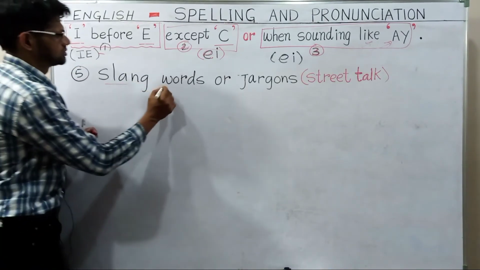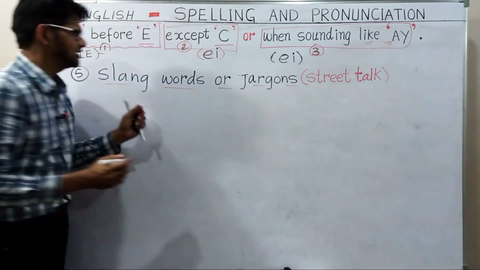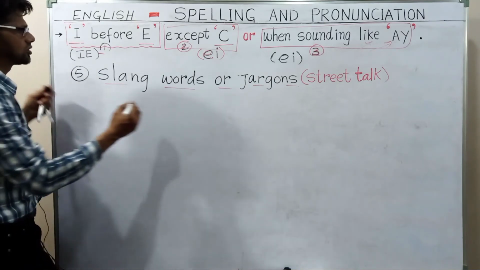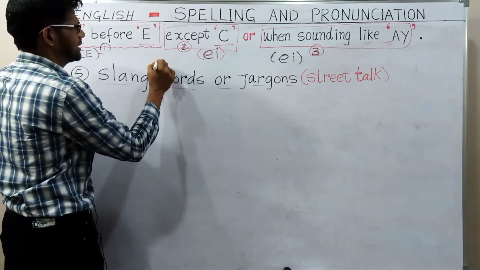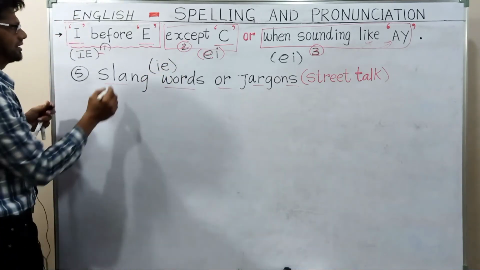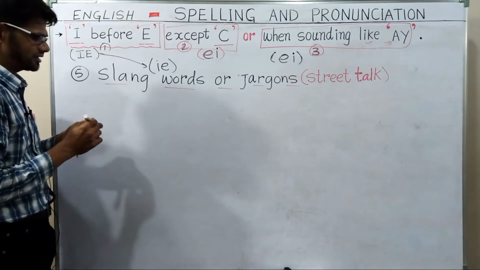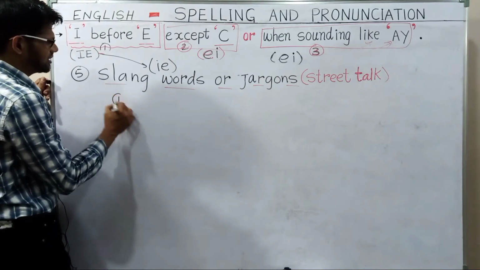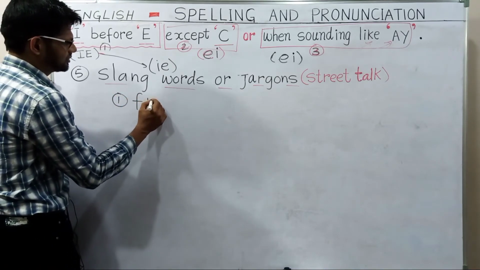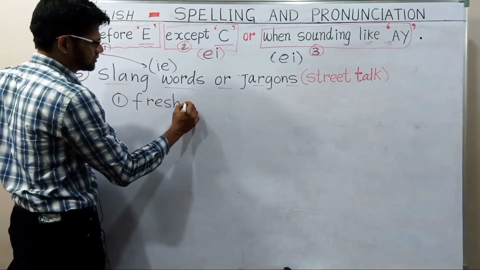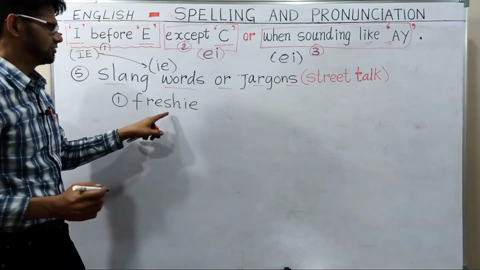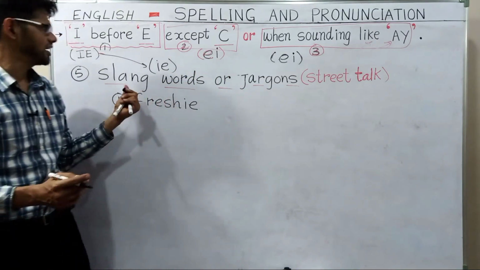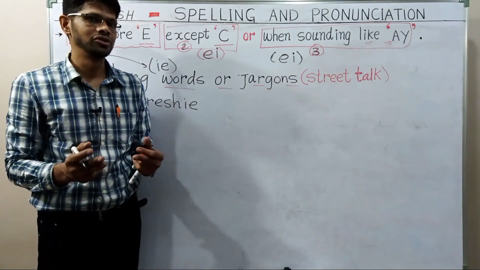Here we have one more rule. What is that one? Slang words or jargons, which rule do they take? They also follow I and E. So let us learn with the help of some examples. For example, fresh, freshie. The word freshie we can use as slang, jargon or street talk. These slang words or jargons are very informal words.